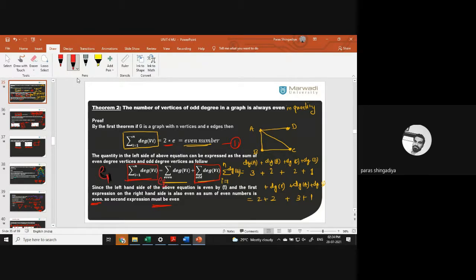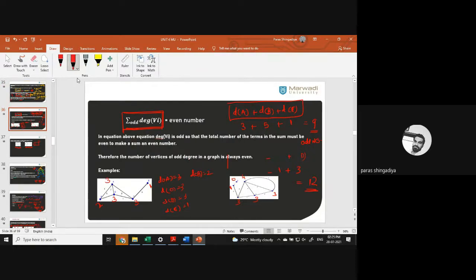Since the left hand side of the above equation is even by equation 1, and the first expression on the right hand side of the equation, that is also an even value. And so the second expression must be an even number. Okay. Then after that you have to write down that sigma degree of pi odd is equal to an even number. And now apply one mathematical result to prove why it is an even number.